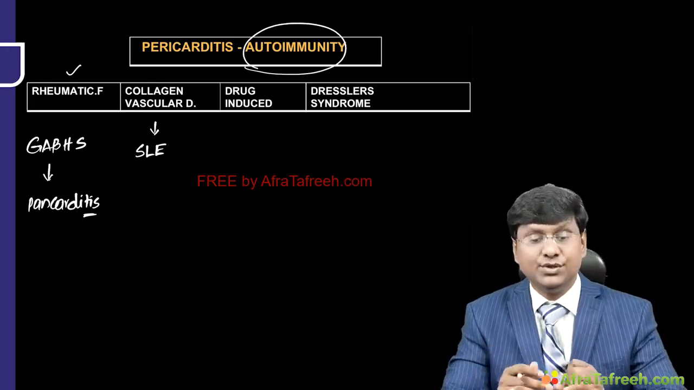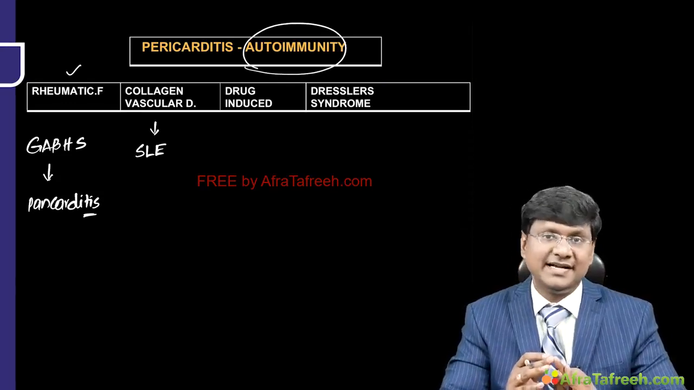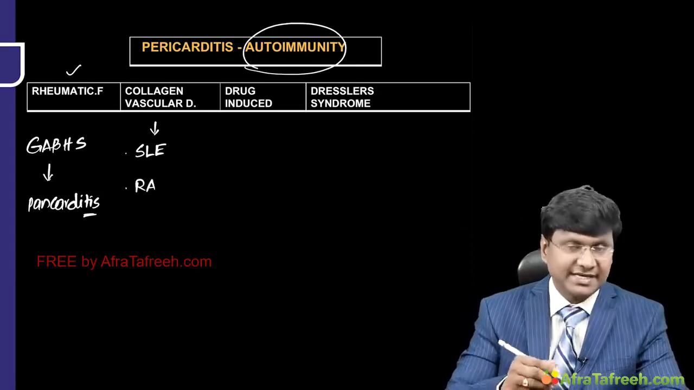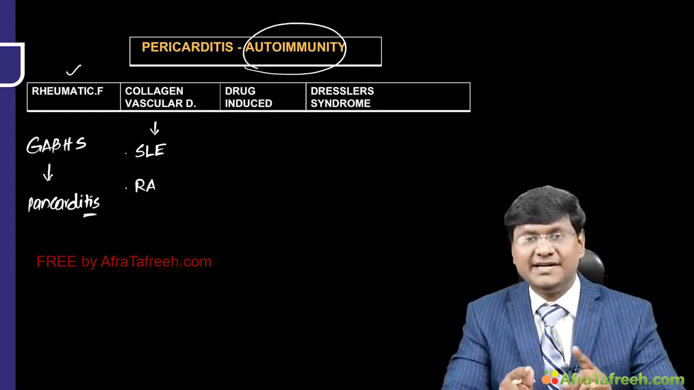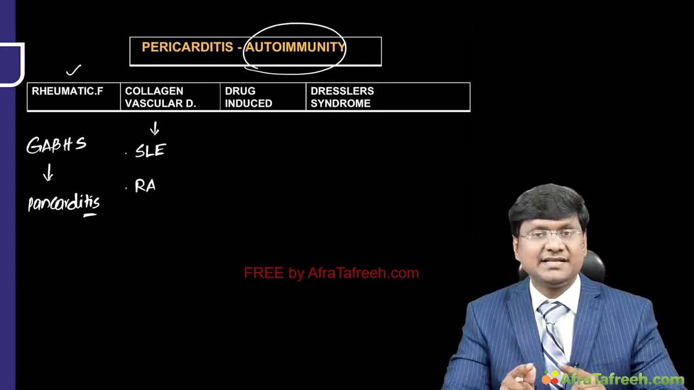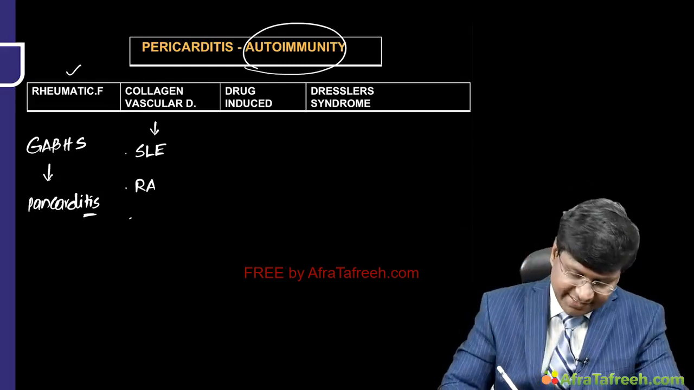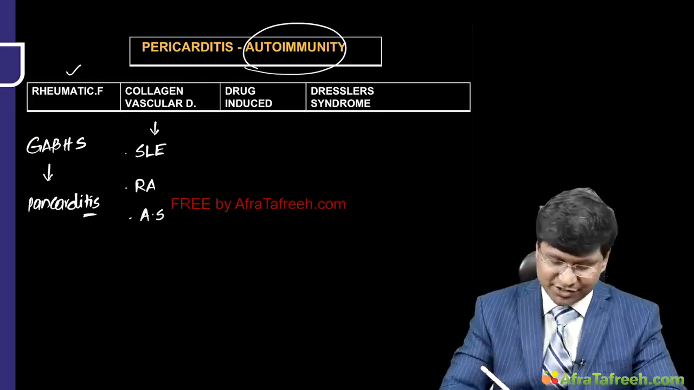SLE, that is, you have elevation of anti-neutrophilic antibody as well as elevation of anti-dsDNA and anti-Smith antibody. Then next is rheumatoid arthritis. Even this will also cause pericarditis, and the autoimmune antibody is anti-CCP, that is anti-cyclic citrullinated polypeptide, or the RA factor will be positive. Then next is ankylosing spondylitis, where you have HLA-B27 being positive.